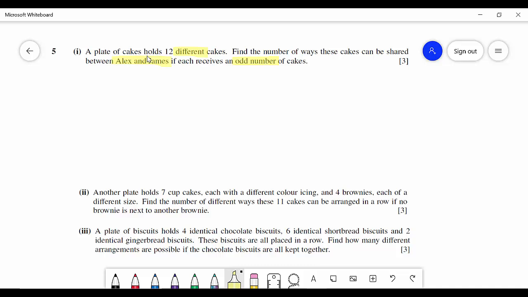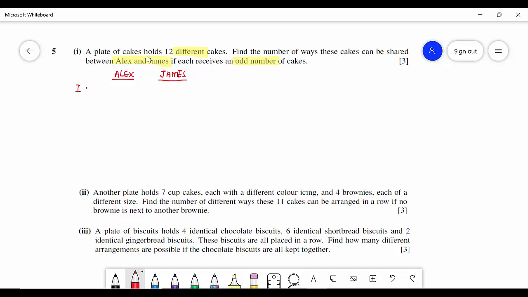All right, so they are all different, which means they are not identical, but you want to separate them to be shared for two people. Generally you can do combination. That means I want to know how many combinations there are, so that I can separate all the cakes for two persons, and the condition is each person must have an odd number of cakes. All right, so maybe at first you need to try to figure it out. Okay, so let's say you're having Alex and also James. Okay, all right, and they are looking for an odd number of cakes.